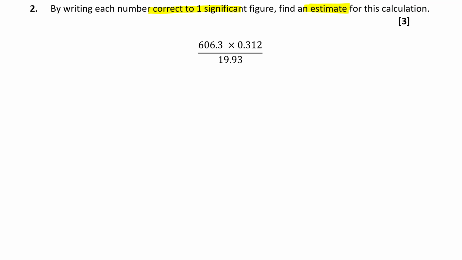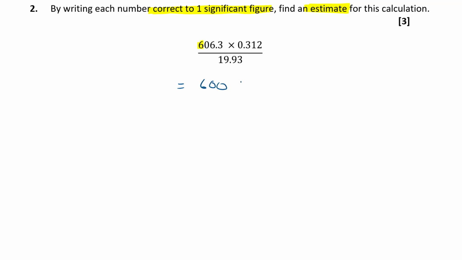So we're going to write each number correct to one significant figure. Even if they told me to estimate it, that's what I would have done anyway. So a bit weird that they should tell you. But anyway, 606.3. What's that number correct to one significant figure? Well, the first significant figure is the first non-zero digit, which is that 6 there, isn't it? Which is in the hundreds column. So rounding 606.3 to the nearest 100 is going to be 600.